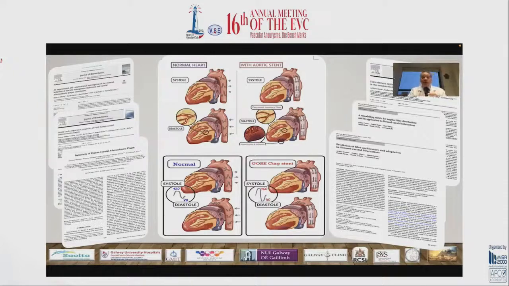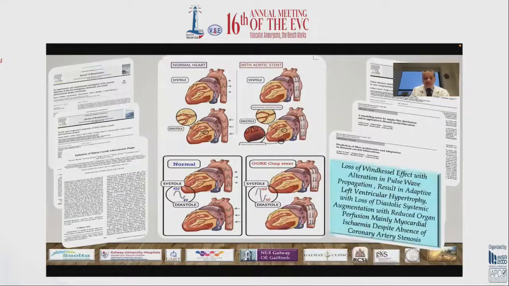What happened first is we found a wide pulse pressure. The systolic had systolic hypertension and the diastolic went down. This wide pulse pressure created the congestive cardiac failure that these patients later had. This is due to the loss of the Windkessel effect, with alteration in pulse wave propagation, resulting in adaptive left ventricular hypertrophy with loss of diastolic augmentation and reduced organ perfusion, mainly myocardial ischemia, despite absence of coronary artery stenosis.